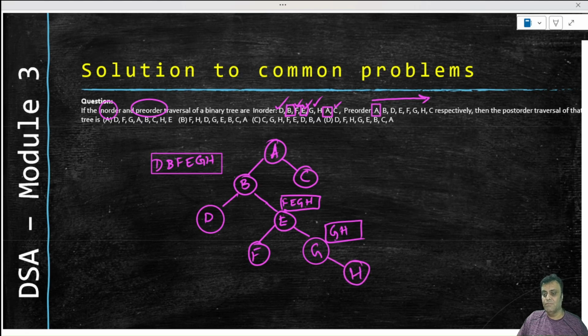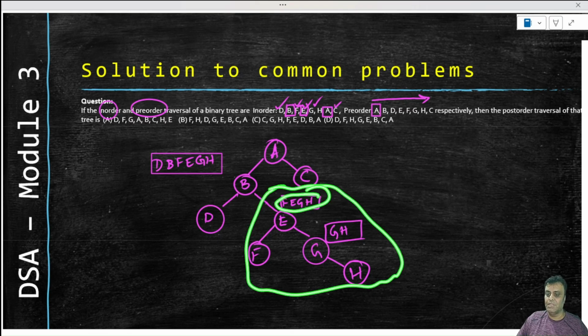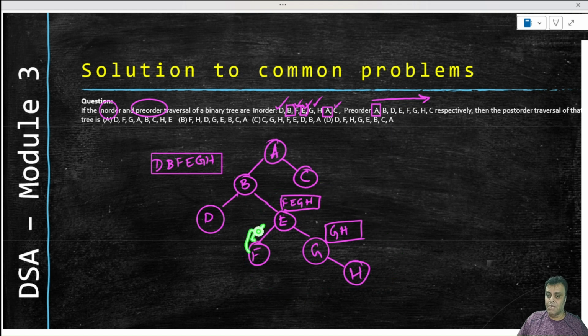Now if you see carefully, here we had said that the right part of B will contain FEGH. See, the right part of B contains FEGH, right? So that's how we are actually validating ourselves and saying that we are constructing the tree properly.